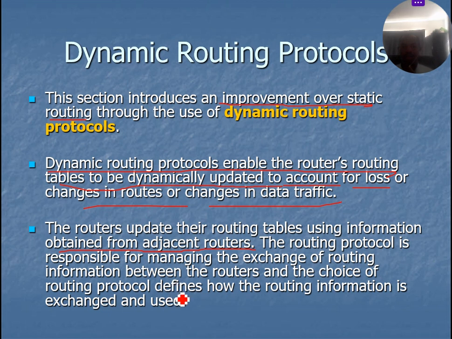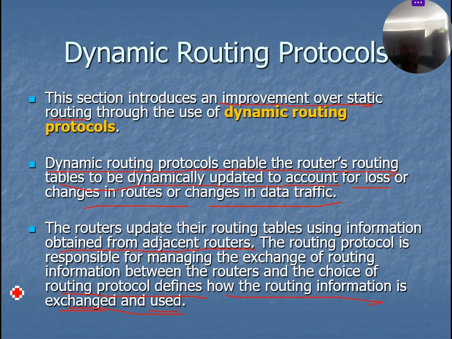protocol defined. The choice of the protocol, the protocol that you use, we've mentioned the different types, whether it's Open Shortest Path First, or whether it's RIP, Routing Information Protocol, or whether it's Enhanced Interior Gateway Routing Protocol, or whether it's Border Gateway Protocol. Any of the routing protocols you choose will determine how the routing information is exchanged and used. How it is exchanged and how it is used is based on which of the routing protocols you've chosen.